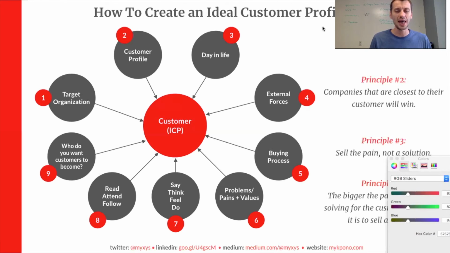And this is why your ideal customers would be those that actually experience and are aware of this pain, experience this pain heavily, so that it will be easier to sell them your solution, and because their sales cycle will be shorter, because you don't have to educate them on the pain.